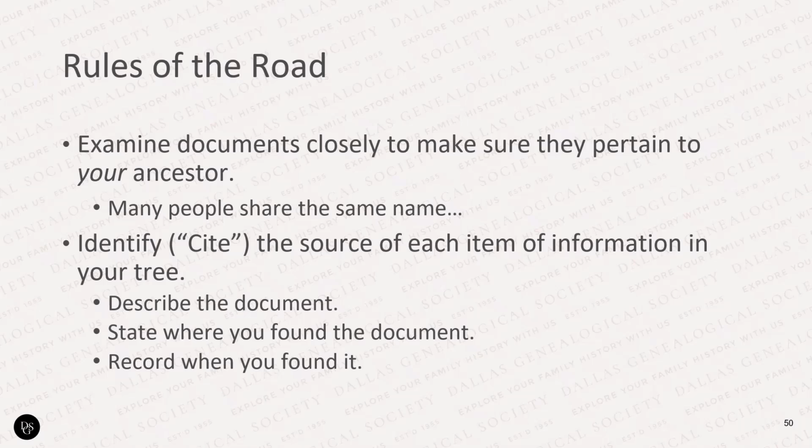So, in citing, you want to describe the document. You want to state where you found the document and when you found it. Particularly online, when is important because online information changes a lot. So if you say you found it at ancestry.com in 2005, a lot happened in that intervening 20 years. So again, the date that you access something is important to record along with where.